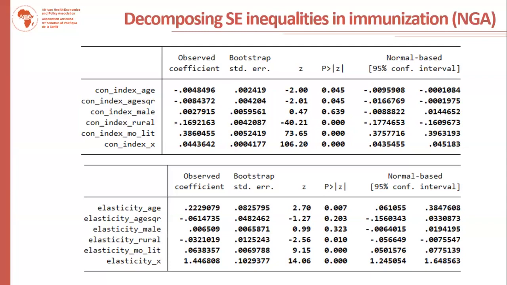Very interesting. Now, keep in mind, this is not a regression. I think that's where many people are getting confused. This thing you are seeing here is not a regression. So I will explain why it's high. You agree with me, this is the concentration index of age. This is the concentration index of age squared, the concentration index of male, rural, mother's literacy, and X. This is the concentration index of income itself. So that's the reason why it's the highest, because it's itself. So you don't expect that relationship not to be that high.